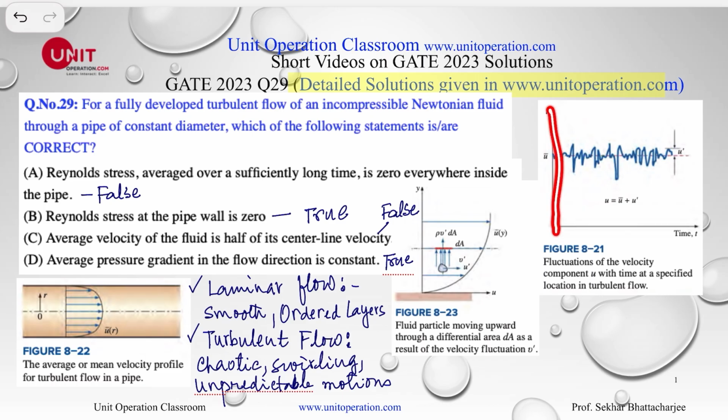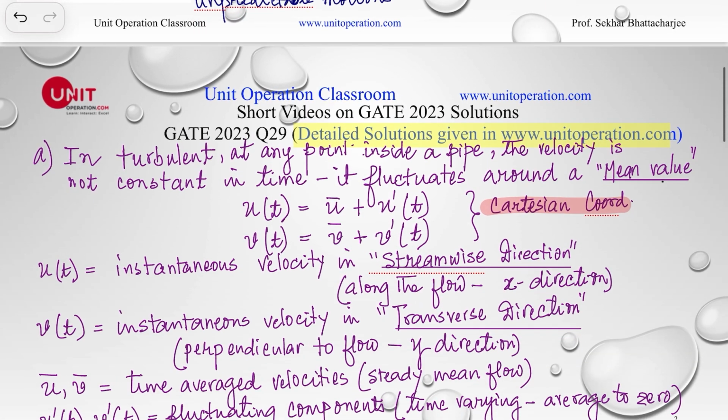So if this is a plot of the velocity versus time, you see this is a constant fluctuation, and this is the fluctuating component u prime. Okay, so the actual velocity is the mean velocity plus the fluctuating component. And let's say this is the fluctuating component in this direction, and the fluctuating component v prime in the transverse direction. That is actually responsible for the transport of momentum from one layer to the other layer. Okay, so formally, we can say in turbulent flow at any point inside a pipe, the velocity is not constant in time. It fluctuates around a mean value.